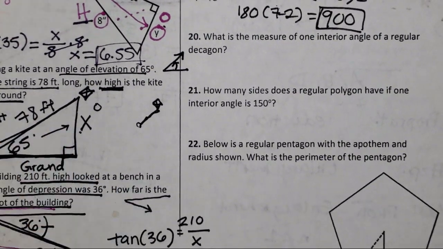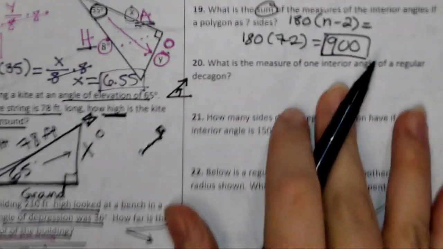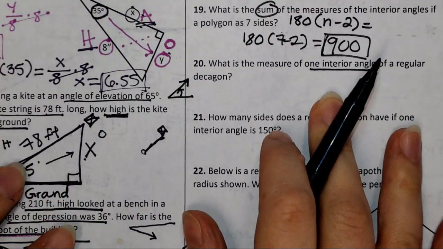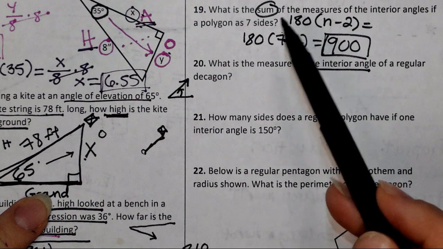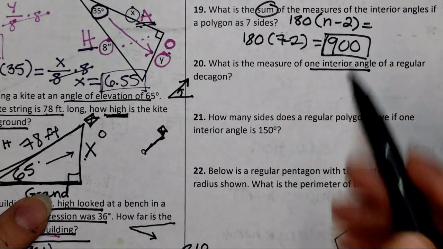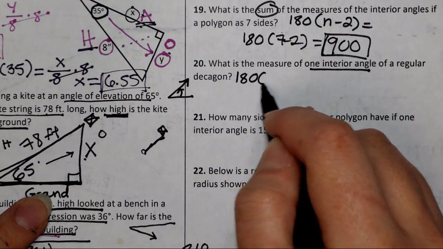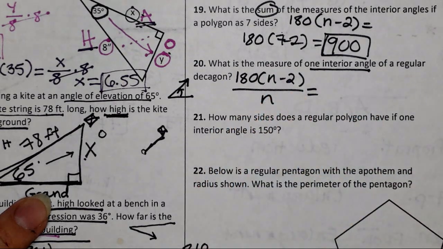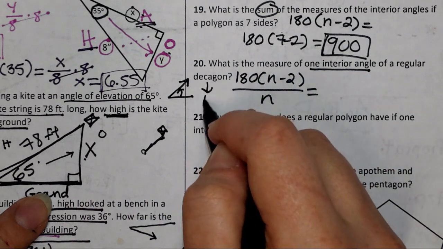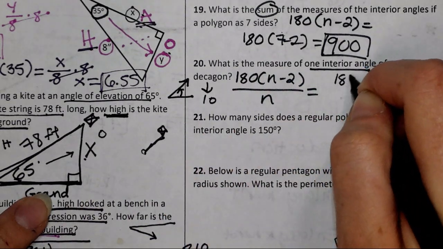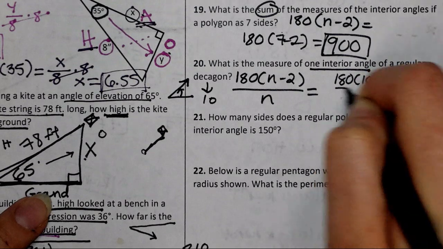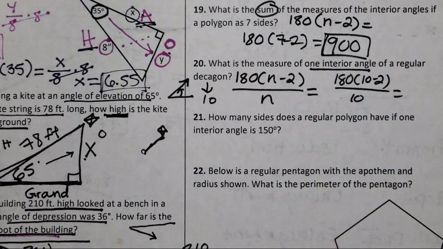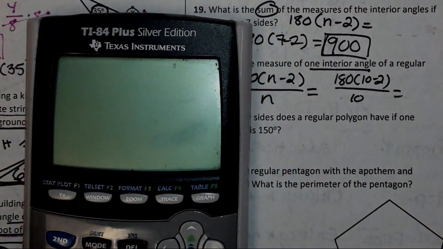What is the measure of one interior angle of a regular decagon? If you're trying to find one interior angle, all you have to do is take the sum of all of them and divide by the number of sides. So the formula ends up being 180 times n minus 2 divided by n. In a decagon, you got 10 sides, so the formula is 180 times 10 minus 2 divided by 10. Pop that into your calculator.